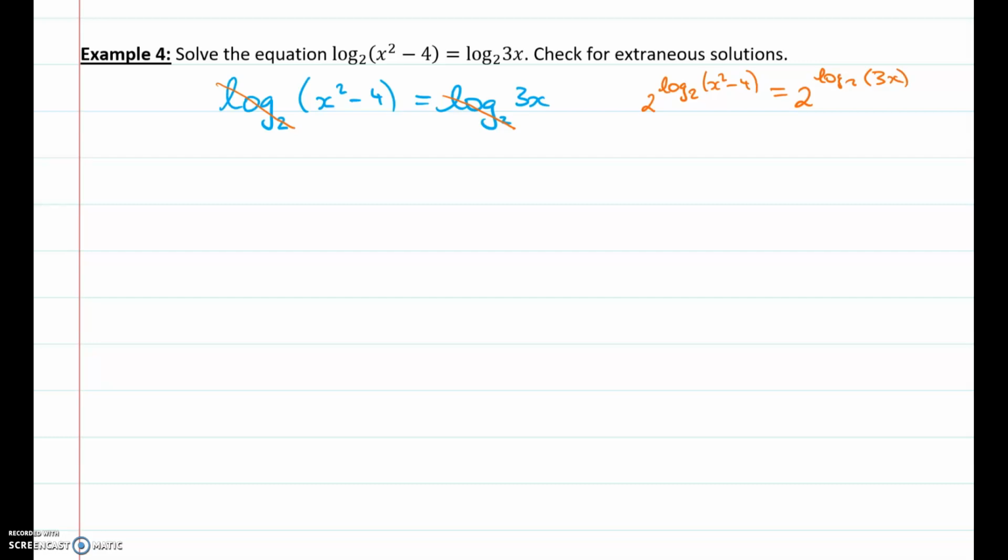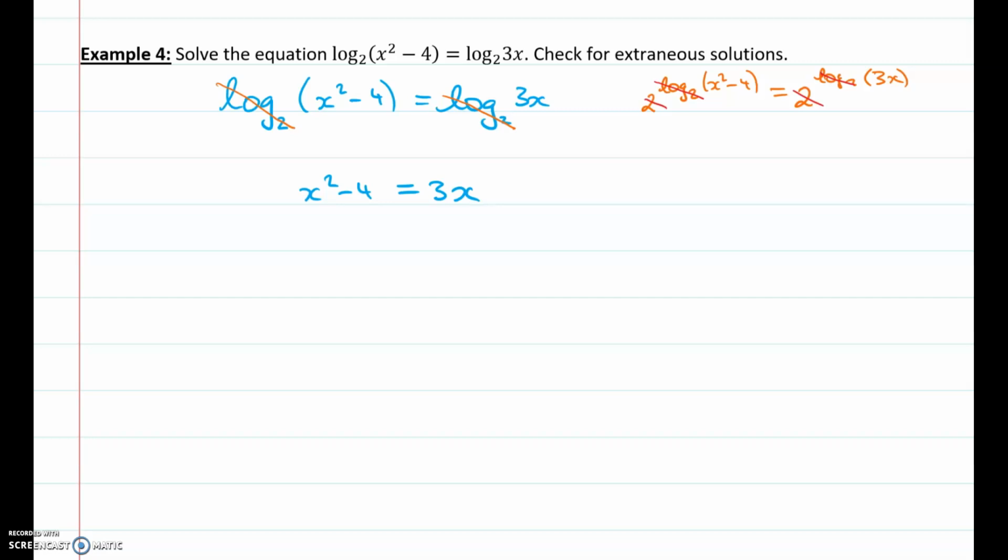And then we are cancelling out the log 2 and the 2, and we're going to be left with x squared minus 4 equals 3x, the same as what we actually have over here. X squared minus 4 equals 3x. So we've gone from a logarithmic equation to a quadratic equation, an x squared, an x, and a number.